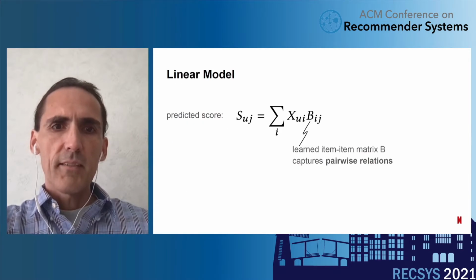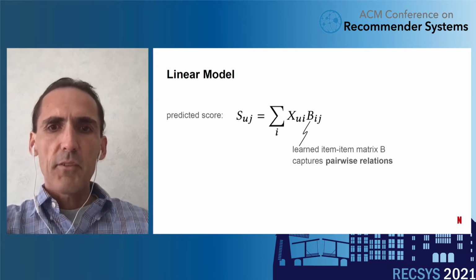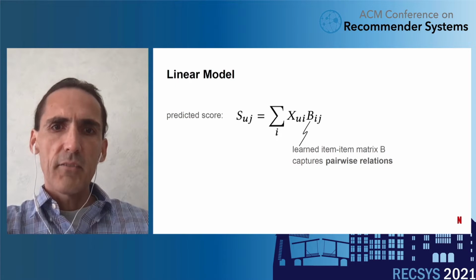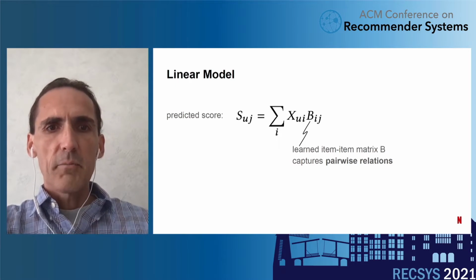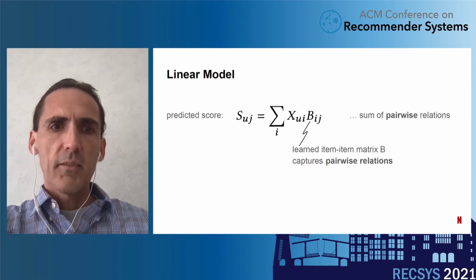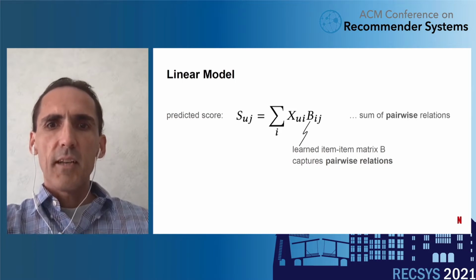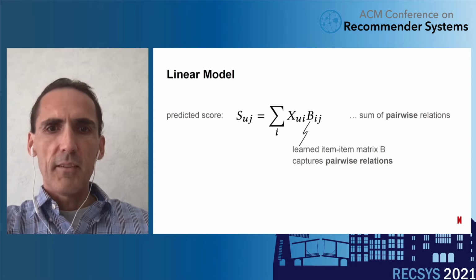When we write this model as an equation, we can see that the learned item matrix B captures pairwise relations between the items I in the given user-item interaction matrix and the item J for which we want to predict the score. The predicted score is just the sum of the pairwise relations.